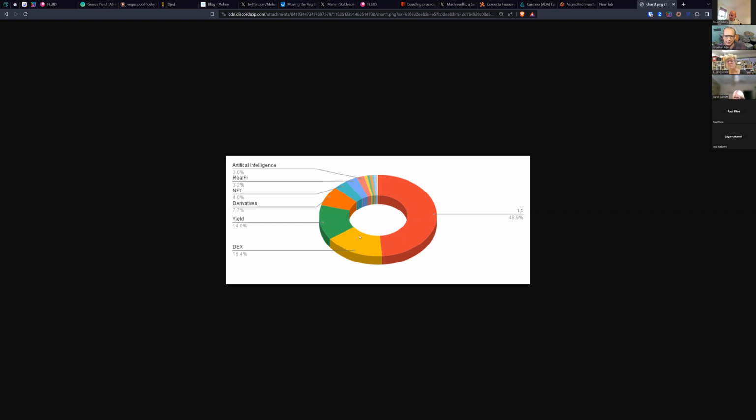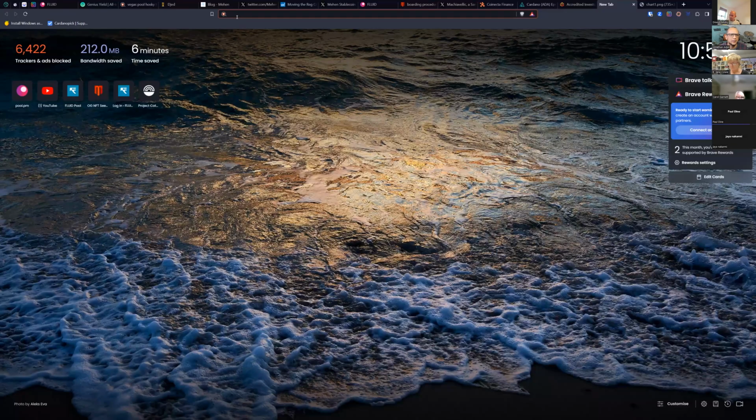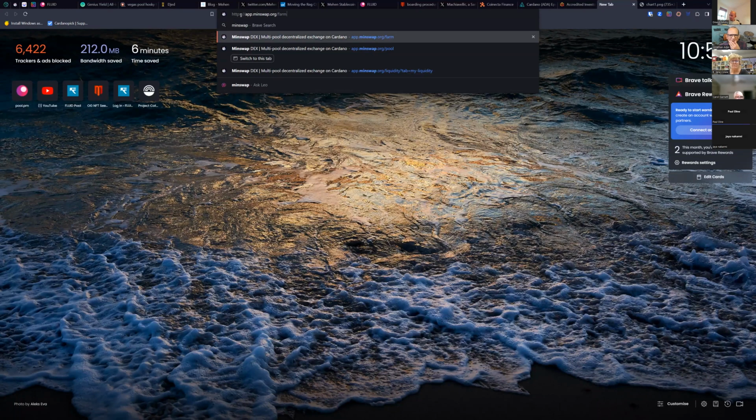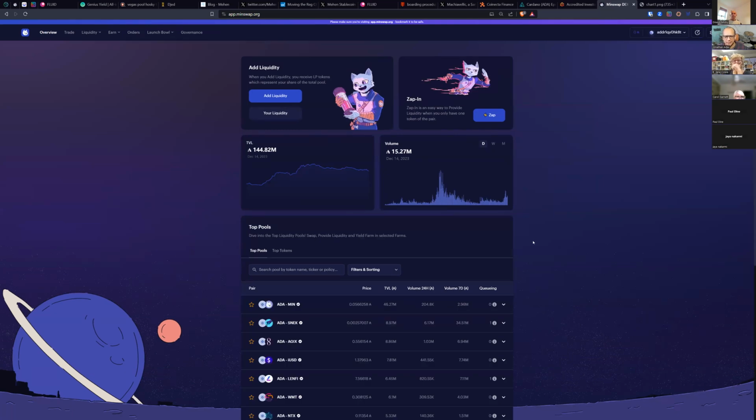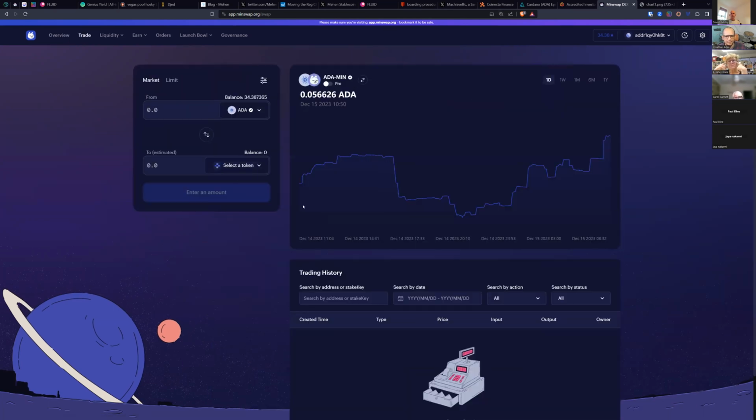The next sections within crypto that I like are decentralized exchanges, because everybody that interacts with the blockchain, with buying and trading and so on, is coming through an exchange. So maybe just a quick look at one of the exchanges that we often talk about on here, MinSwap. This is a decentralized exchange. It has the features of a centralized exchange in that you can trade on it. You can buy and sell various assets.